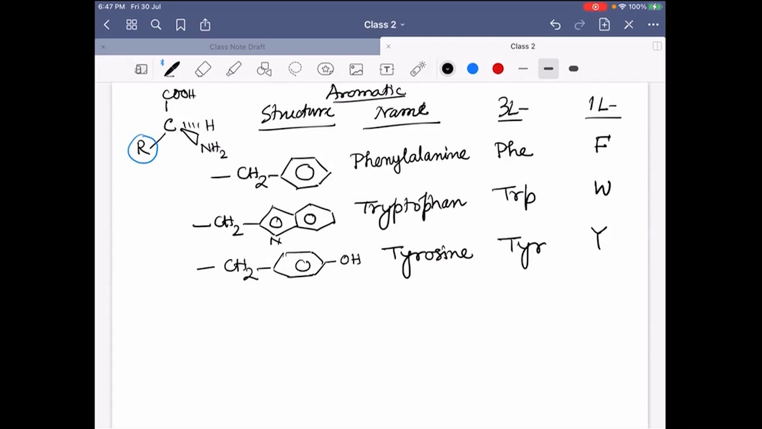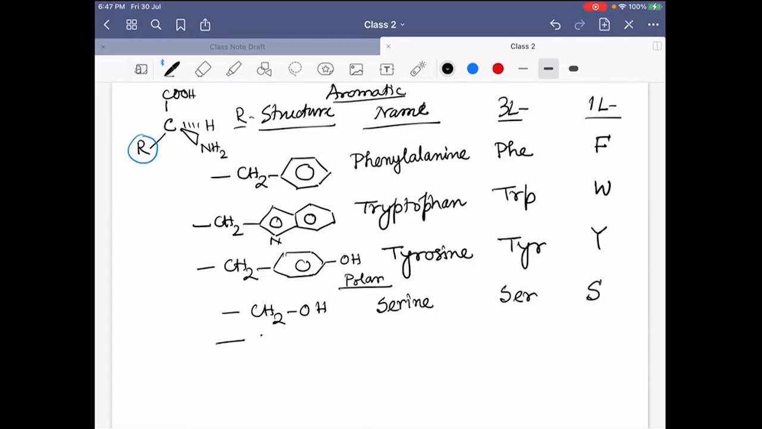Then comes some of the polar systems. One of the beginning ones has CH2OH. So this is the structure of the R group I'm drawing: CH2OH, an alcohol group. The name is serine. Three-letter code SER, one-letter code S.